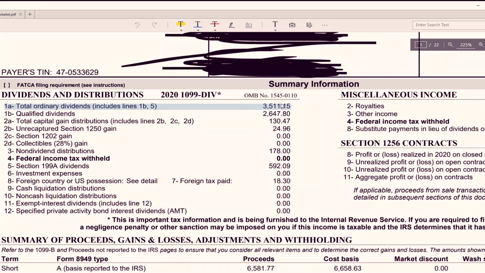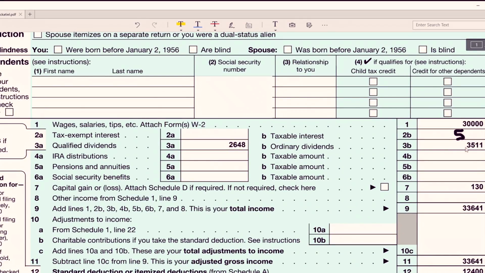All you're really doing is you're taking this total and you're plopping it down. Let me switch back to the tax form. You're plopping down the ordinary dividend amount here of $3,511. And you're plopping down the $2,648 here for the qualified dividend amount.